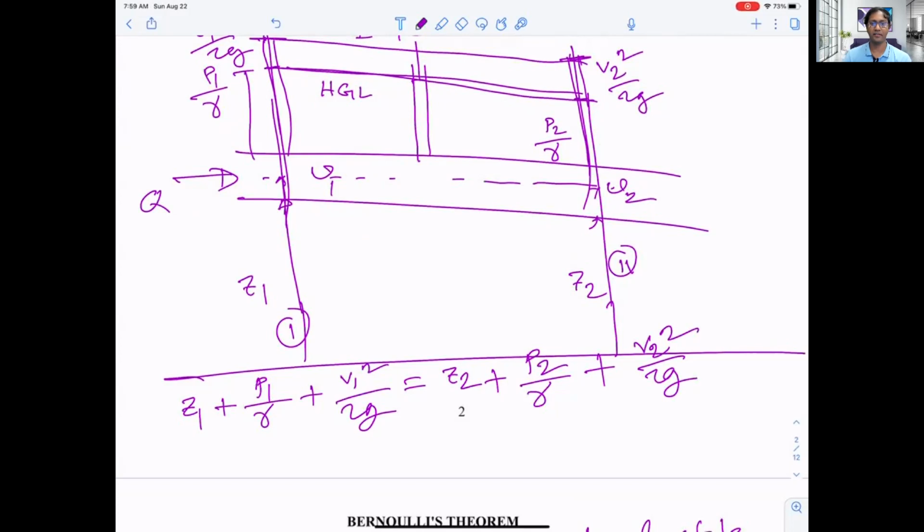Considering that the fluid is non-viscous, incompressible, and in a steady state condition. But in reality, if water flows through a pipe, the pipe surface is not ideally smooth. There will be some roughness. Every surface in the real world has some kind of roughness.